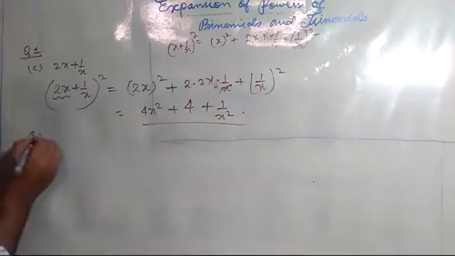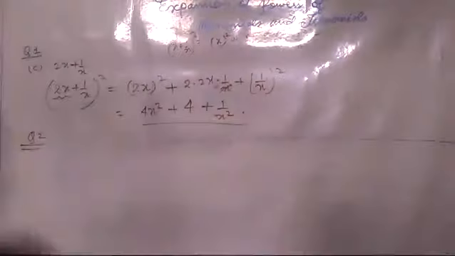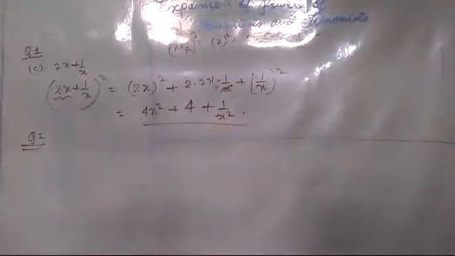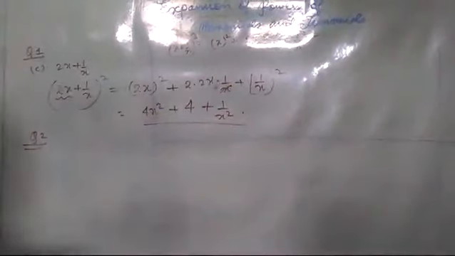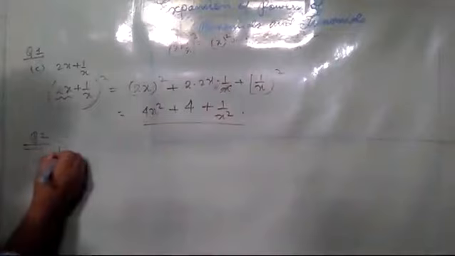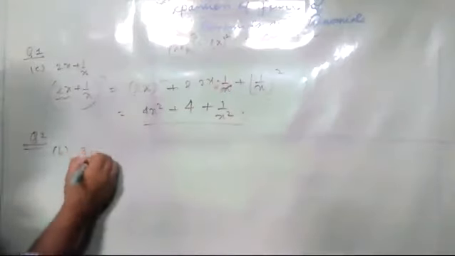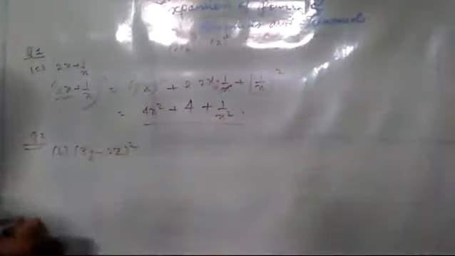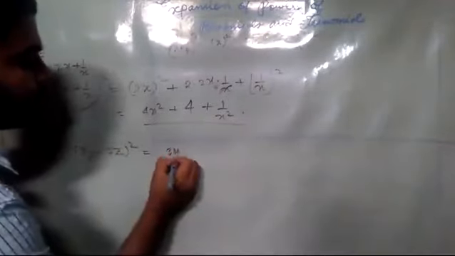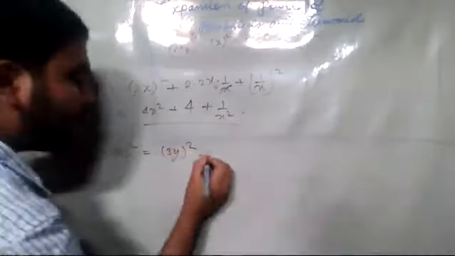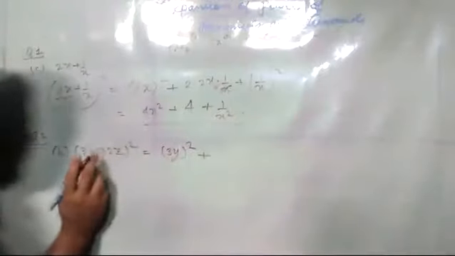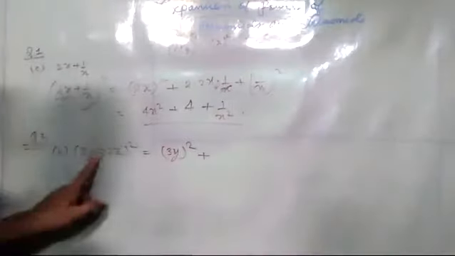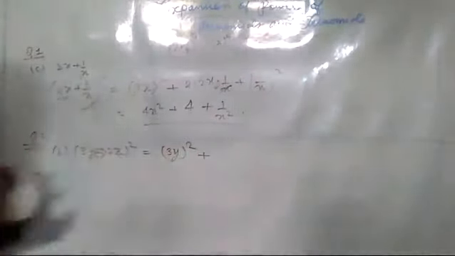Now question number 2, expand the following. In B part I am taking 3y minus 2z whole square. So how are you going to expand? This is again very easy. First term 3y, then whatever may be the sign here, if it is plus, if it is minus, leave it. No need to take tension, no need to worry about this minus and plus. Ultimately you will get the correct answer.